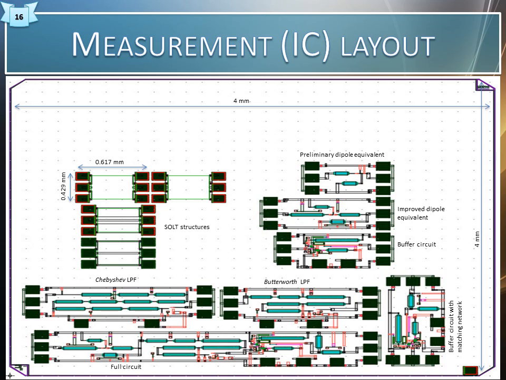The layout of the test circuits on the final 4x4mm die is given here. The layout is part of a multi-project wafer, or MPW, and the white spaces represent areas where other non-related designs are placed. The left-hand side shows the short, open, load, and through calibration structures, with each test circuit named on the figure.